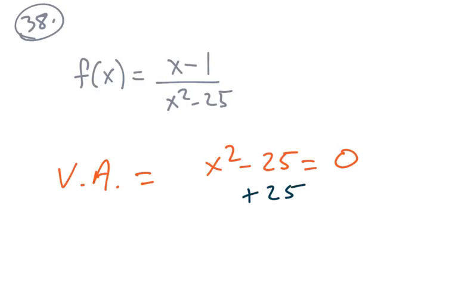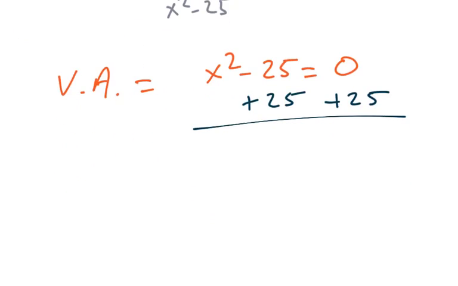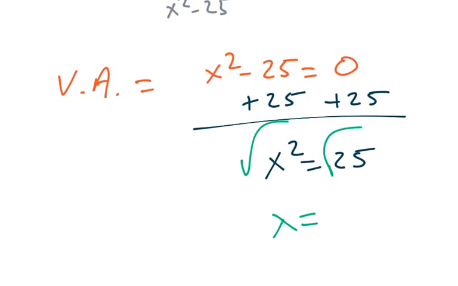I'm going to solve x squared minus 25 by adding 25 to both sides. x squared is 25. Take the square root. x equals plus or minus 5. So there's my vertical asymptote.